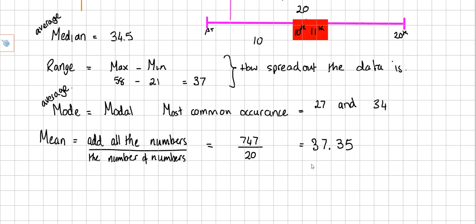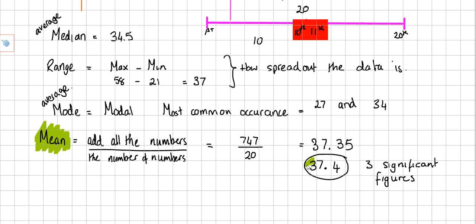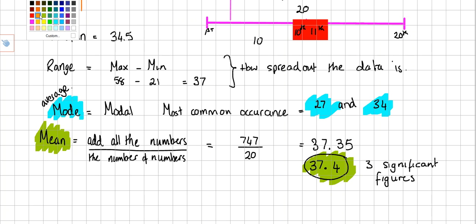Oh, I know what it is. I might round that to 37.4, because that's what we call 3 significant figures. Now, looking at all that data then, we've got a mean of 37.4, okay? We've got a mode, which is 27 and 34, and we've got a median, which is 34.5.